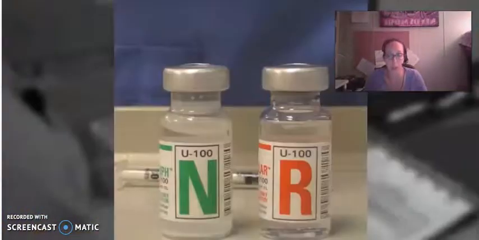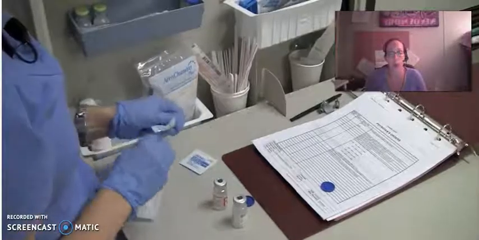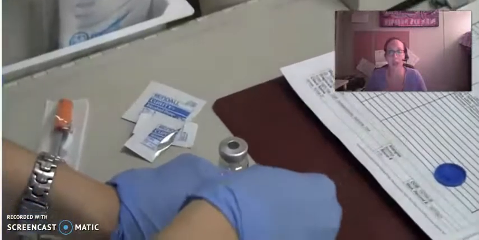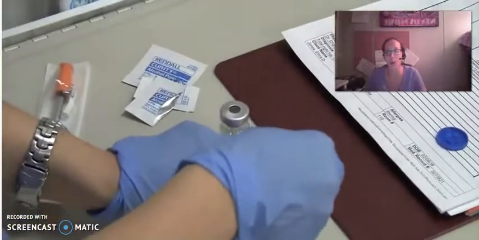My practice is 1 alcohol swab per vial. So I would take 1 alcohol swab, clean the top of the vial in a circular motion, and leave that alcohol swab there.